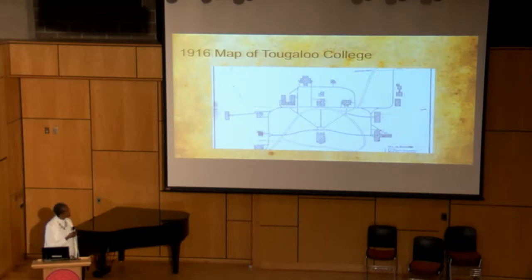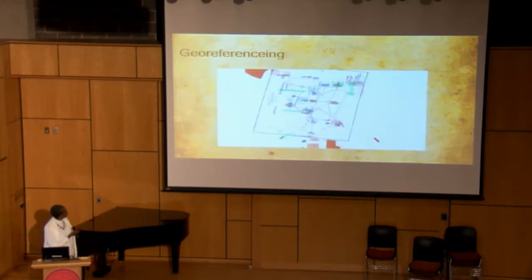One of the interesting things that we did after this was to overlay this map. This is a 1916 map of Tougaloo College. It's a paper map. There are buildings here that don't exist anymore. So what we were able to do is to geo-reference this map on top of an actual map with the longitude and latitude so that we could see where the building footprints used to be. This is going to be an important part of the research as well.